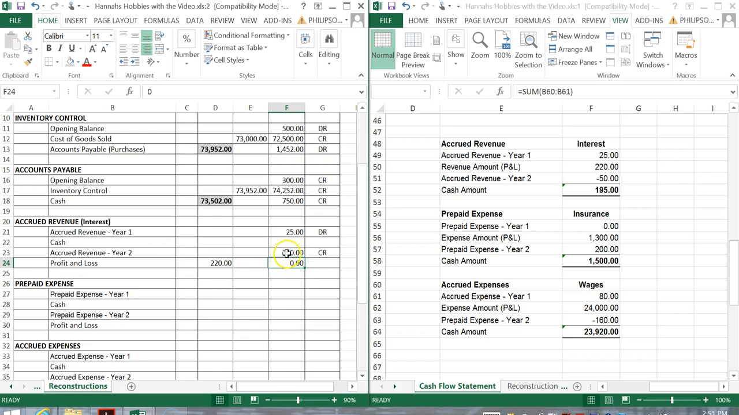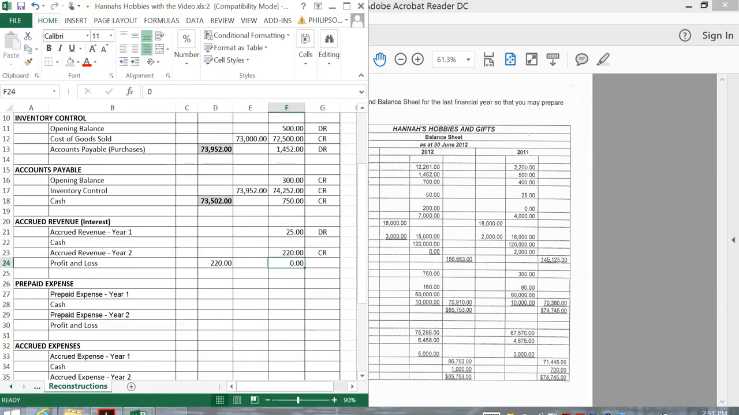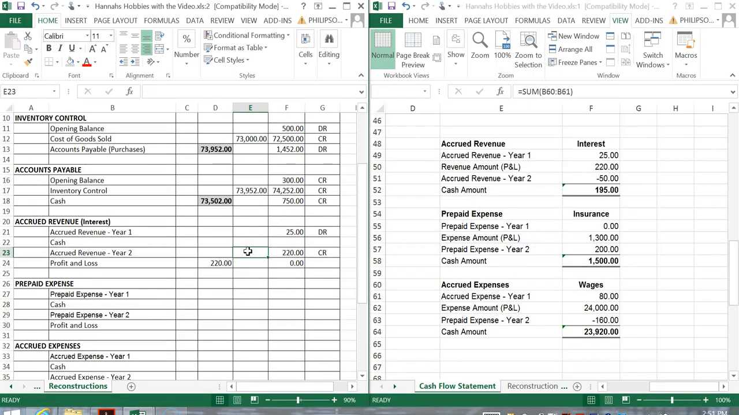Okay, so that's fine there. So our accrued revenue year 2, working backwards, back to our balance sheet, is $50. It's an asset. It would typically be $50 debit. However, we're working backwards, so it's going to be $50 credit in here. So that must mean, in order to arrive at a balance of $220 credit after a $50 credit, this balance must have been 220 minus 50 gives us 170 credit.